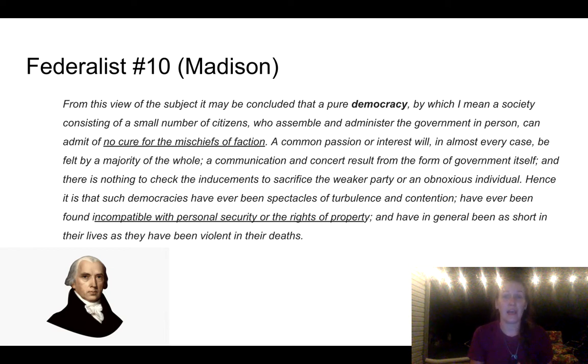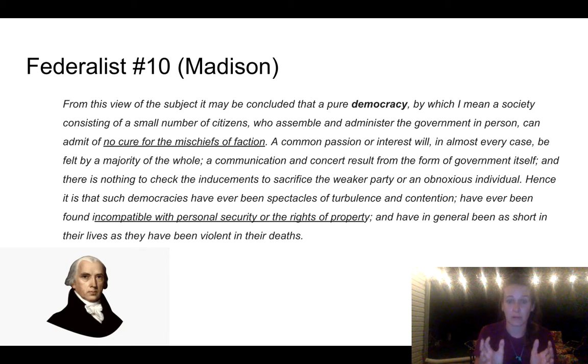"A common passion or interest will, in almost every case, be felt by a majority of the whole. A communication and concert result from the form of government itself, and there is nothing to check the inducements to sacrifice the weaker party or an obnoxious individual. Hence, it is that such democracies have been spectacles of turbulence and contention," right? Think of turbulence on a plane, right? It's causing these problems. "Have they ever been found incompatible with personal security or the rights of property?"